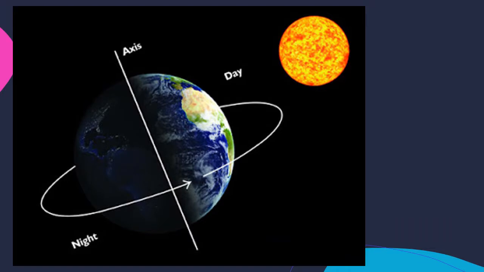See children, globe is a true model of the earth. You can see there is a needle like this. It passes through North Pole and South Pole. See, this is North Pole and here it is South Pole. This needle which passes through North Pole and South Pole is known as axis.